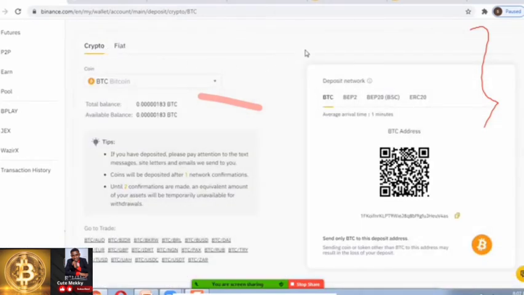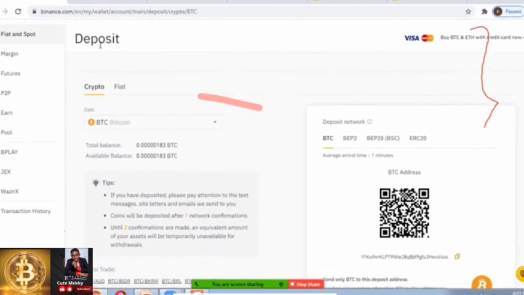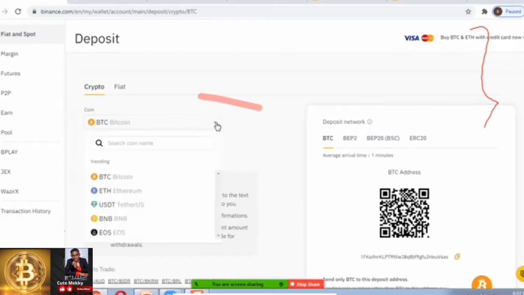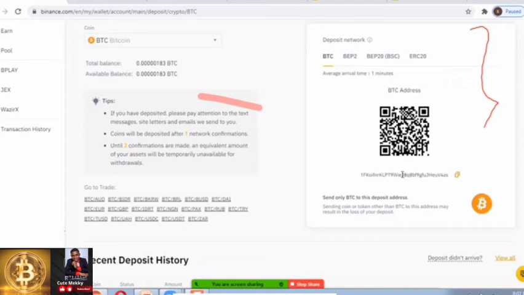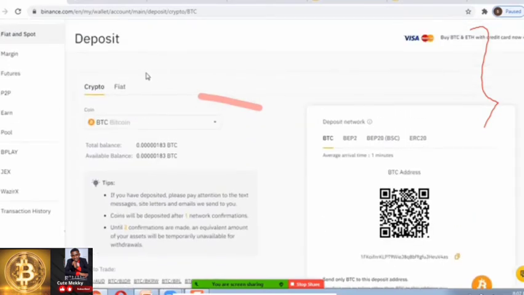But okay, before I go there, let's say for example you want to deposit Bitcoin. See deposit, fiat, Bitcoin. You can choose any coin from here that you want to deposit. What you will send to the person that wants to send you Bitcoin is this address. You copy this address and send it to the person, and it will reflect in your BTC wallet. Very important. Now, if you want to receive Bitcoin, you go to withdraw. But here I'm talking about deposit.